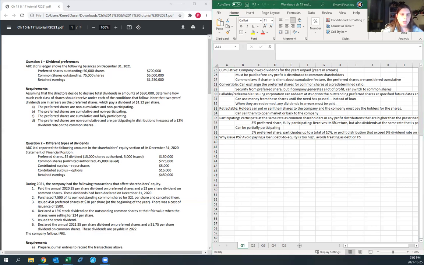So let's see the requirements. The first one is that the preferred shares are non-cumulative and non-participating. So that means that you're not going to pay the 2 years in arrears. You're just going to pay the dividend for the year. And that also means that whatever is left of the dividend amount to pay, you're going to pay all of it to the common shareholders.